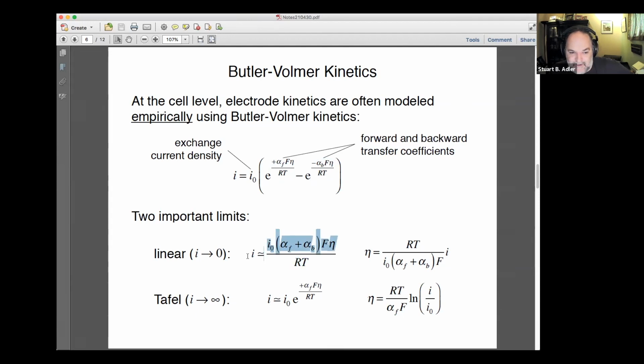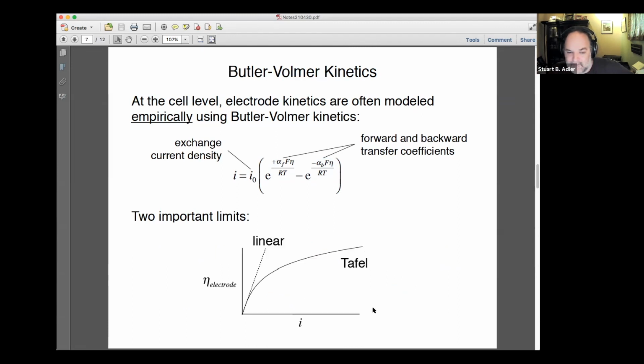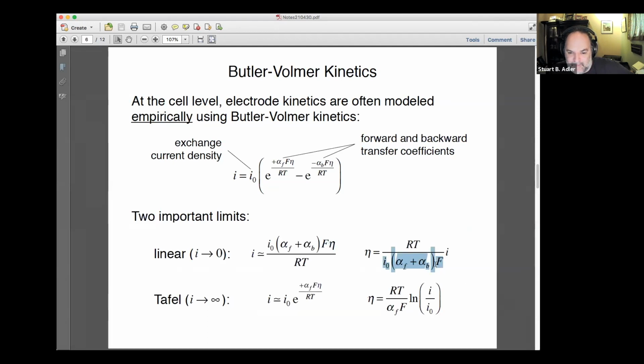What that tells us is that for small currents, current is roughly linear in eta. And that's what we see in this curve. If you look at small eta, there's a finite slope here, and that slope goes to a constant as we get to very tiny current density. It basically has a resistance value, which is a lumped parameter. It includes alpha F plus alpha B multiplied by I0. That all contributes to the resistance that you observe.